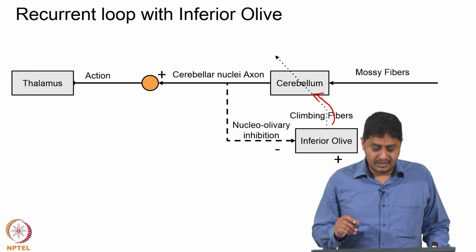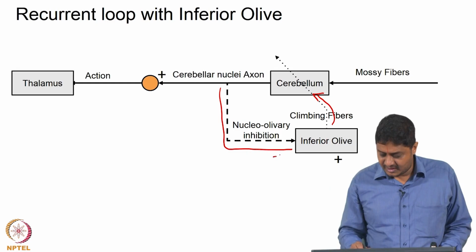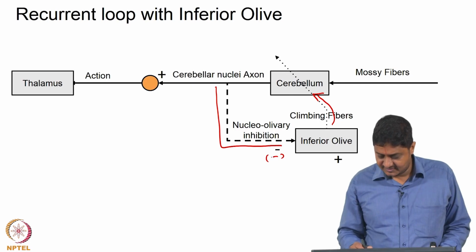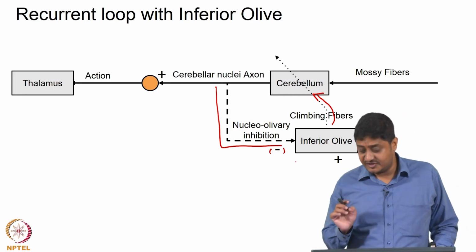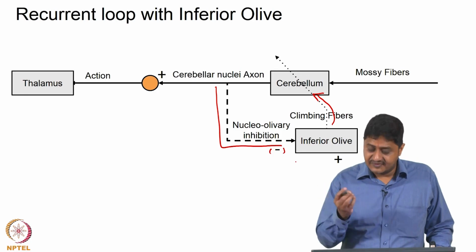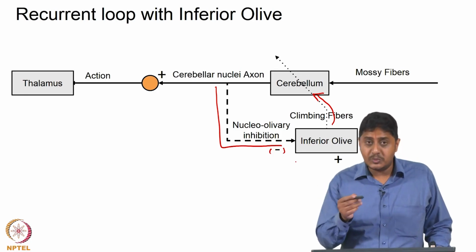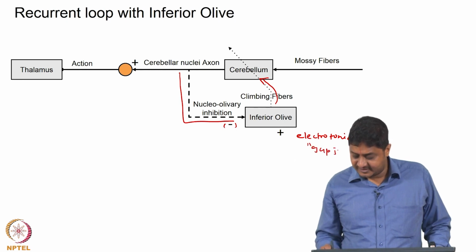It turns out that the deep cerebellar nuclei can also have an inhibitory effect on the inferior olive. A special feature of the inferior olive neurons is that neurons within the inferior olive can communicate with each other electrotonically through gap junctions. It is a very special feature, not present in many other cases, right.